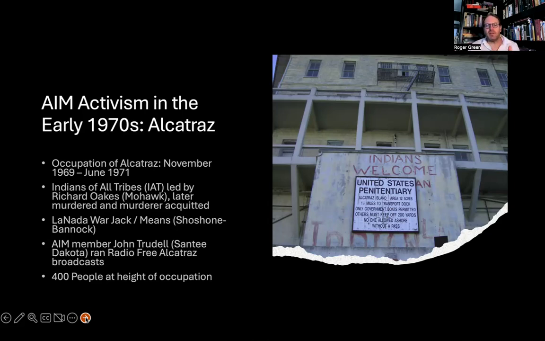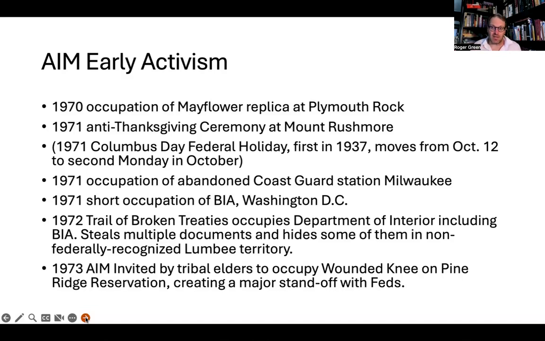What you want to notice is that all of these younger Native activists are coming from different Native nations, right? And forming this identity, which is either American Indian Movement or Indians of all tribes.